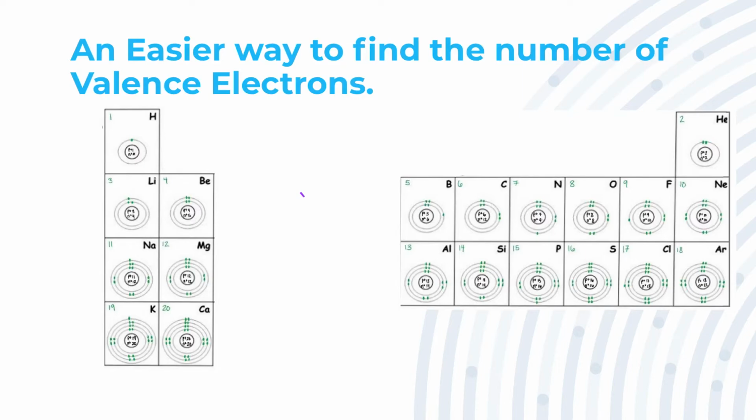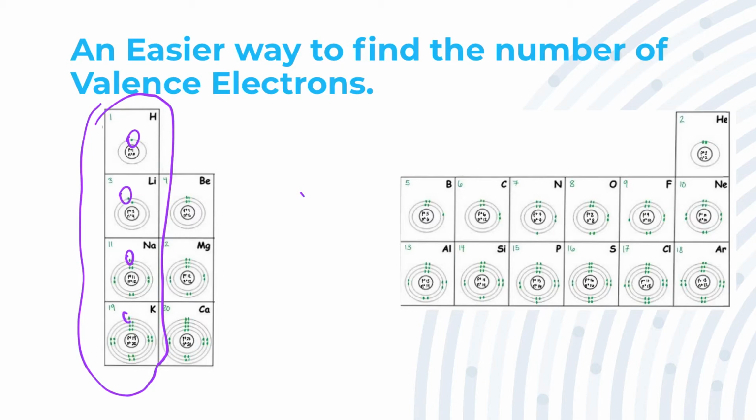If you look closely, you can see that everything in this family has 1 valence electron. Everything over here will have 7 valence electrons.